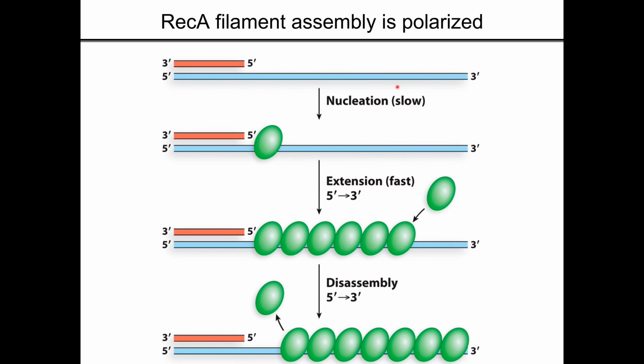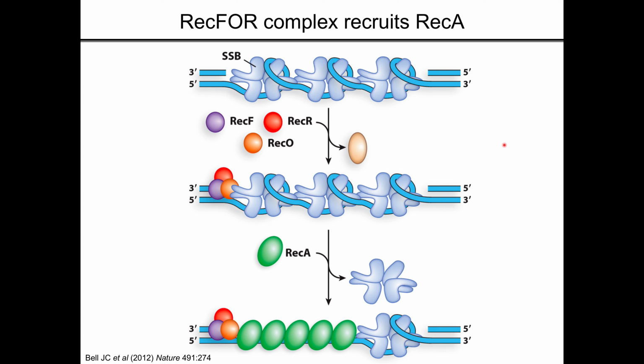And this nucleation is slow for a reason. When we have single-stranded DNA in the cell, we want to protect it. And so during the synthesis of that 3' single-stranded overhang by the RecBCD complex, the single-stranded DNA is going to be bound in bacteria by the single-stranded binding protein. This is pretty difficult for RecA to displace initially.